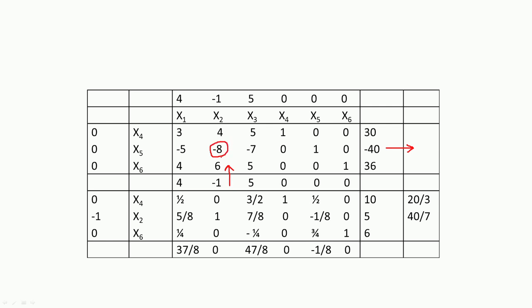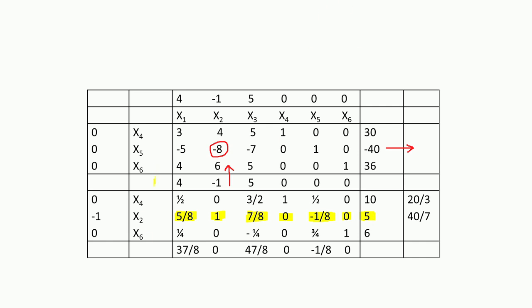So divide every element of the pivot row by the pivot element. Minus 5 divided by minus 8 will give us 5 by 8. I am highlighting every term that we are doing in this table. Minus 8 divided by minus 8 is 1. Minus 7 divided by minus 8 is 7 by 8. 0 divided by minus 8 is 0. 1 divided by minus 8 is minus 1 by 8, and 0. Minus 40 divided by minus 8 is plus 5. So we have written the new second row, or the pivot row, in the new iteration.